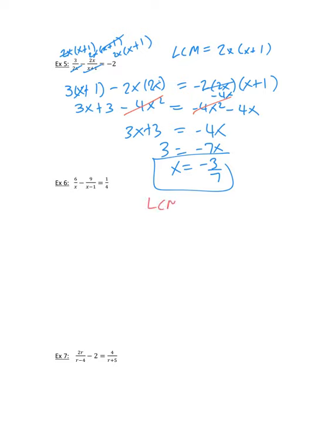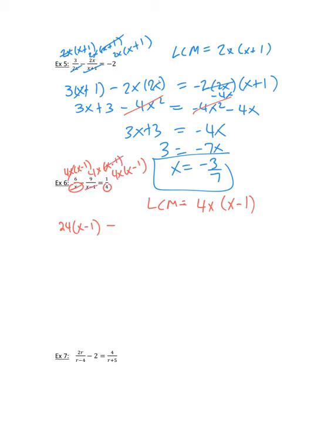My LCM for example 6 will be 4x times x minus 1. Right, because the 4 and the x are monomials, their LCM is 4x, and then we have the binomial x minus 1. So we're going to multiply every term by 4x times x minus 1. So I have x crosses out with that x. I now have 4 times 6, which is 24 times x minus 1.